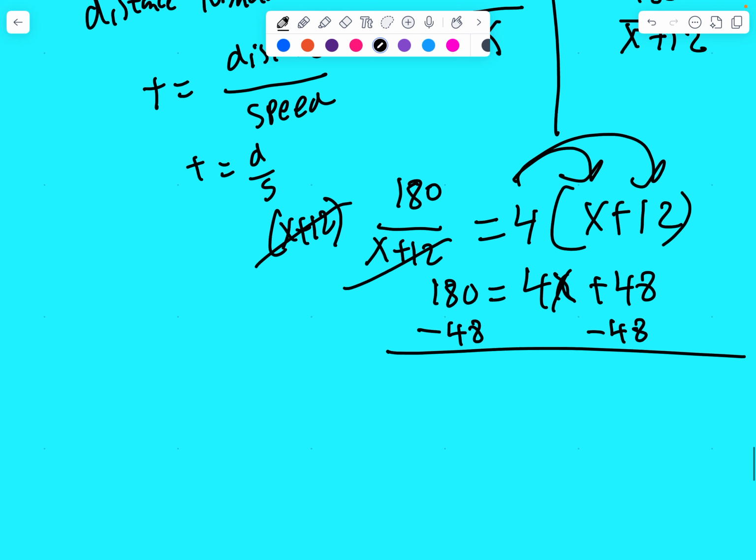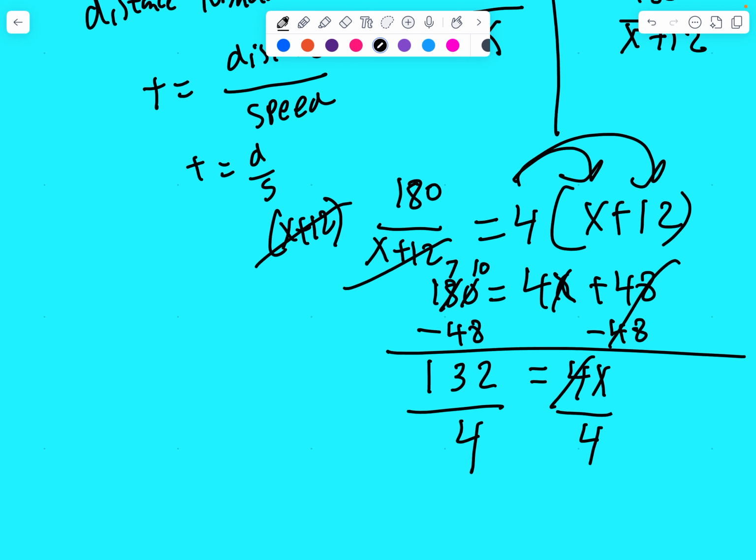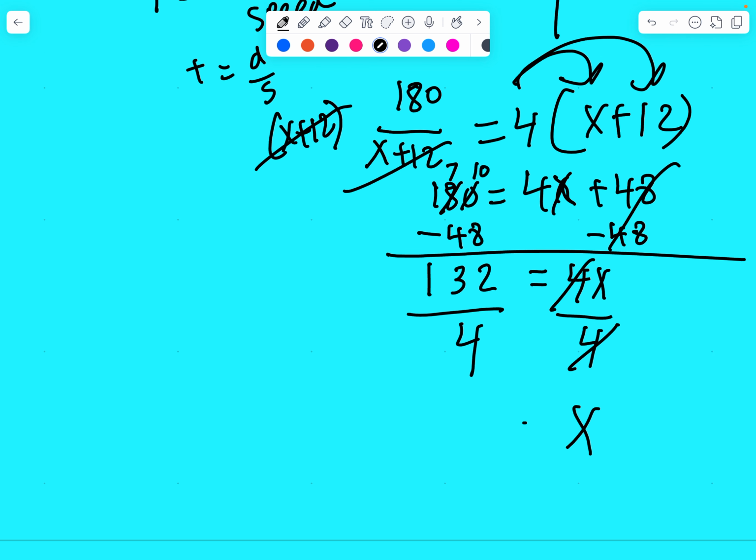I'll just show you how to do the subtraction in case you guys are a little bit lost on that. I'm going to go to my neighbor, borrow 1 to become 10. This will become 7. 10 minus 8 is 2. 7 minus 4 is 3. Bring down the 1. 132 equals 4x, all right? I'm going to divide both sides by 4. Bam, bam, because 4 divided by 4 is 1. So I got x equals 33.